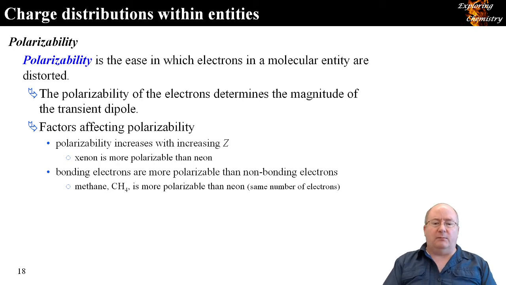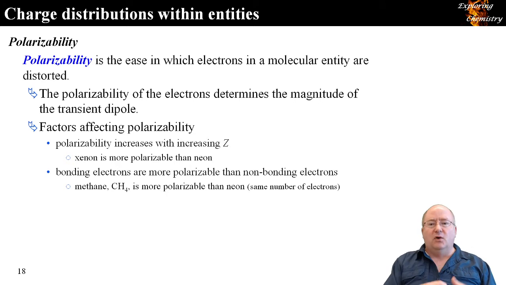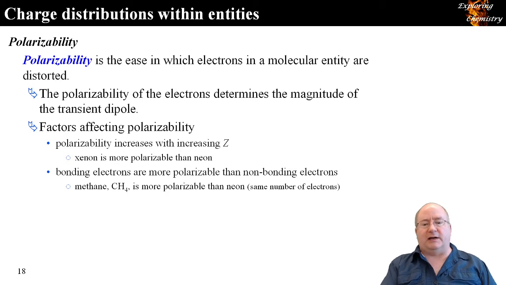Bonding electrons are more polarizable than non-bonding electrons. So while neon has 10 electrons around that single nucleus, methane, CH4, has the same number of electrons. It's approximately the same mass, yet 8 of those electrons are now in chemical bonds between the carbon and each of the hydrogen atoms. So there's 8 bonding electrons, and we're going to see that those bonding electrons are much more polarizable. The way we can measure polarizability is by looking at the boiling point, and we're going to see that in just a few minutes. The boiling point of methane is much higher than that of neon because the bonding electrons are more polarizable.